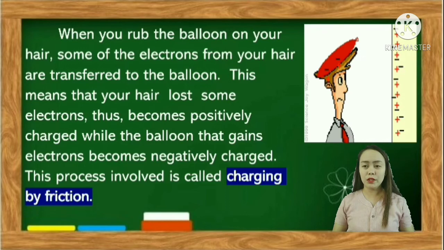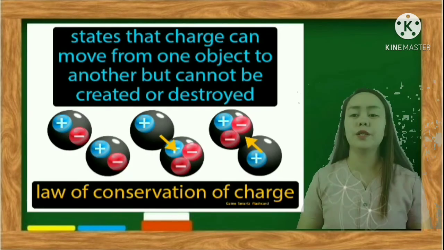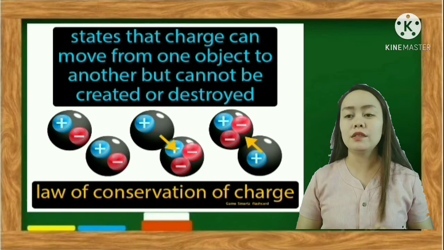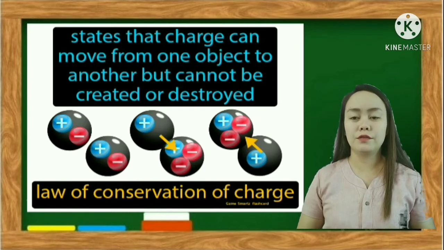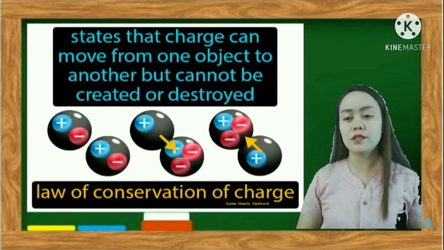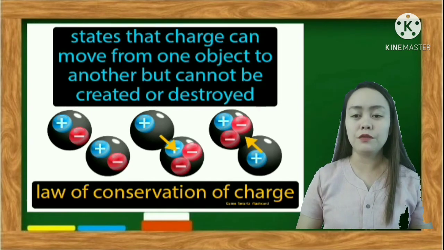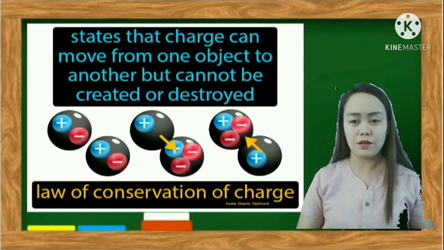It is also important to note that during the charging process, ideally, the amount of charge lost by your hair is equal to the amount of charge gained by the object. This is generally true in any charging process. The idea is known as the law of conservation of charge. It states that charges cannot be created or destroyed, but can be transferred from one object to another.